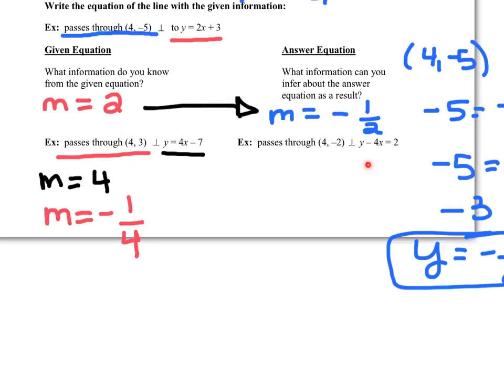Pay close attention to the format of the line that they give you, the form that it's written in. Be careful before you start that you identify the slope correctly. Pause the video, press play when you're ready.